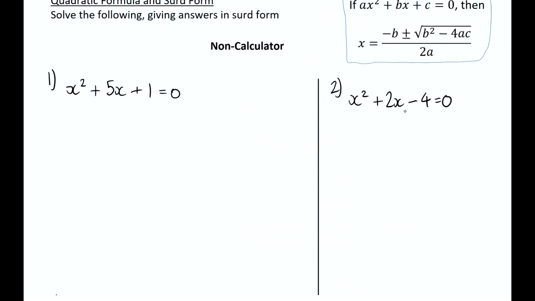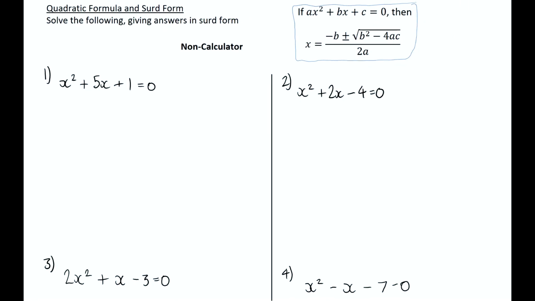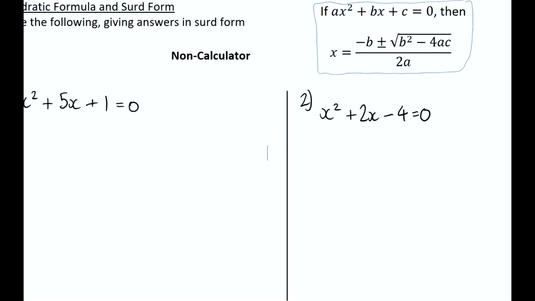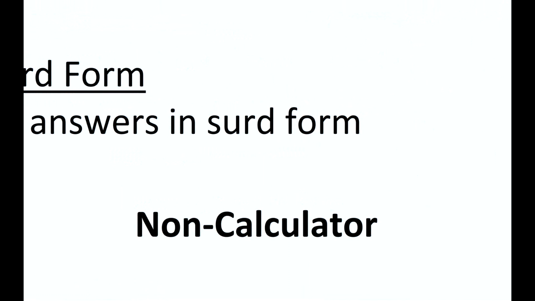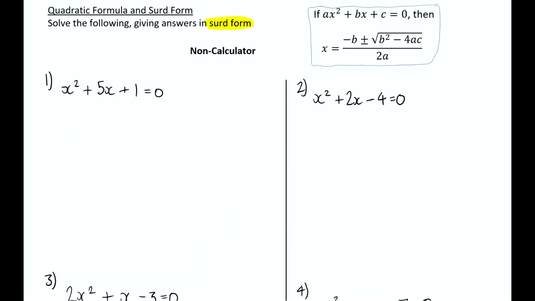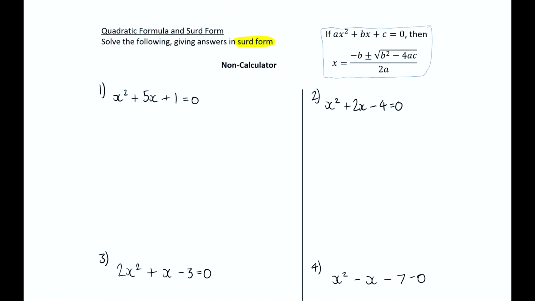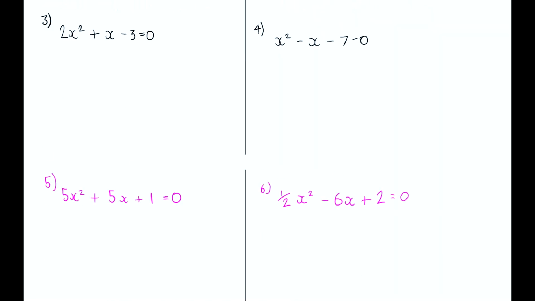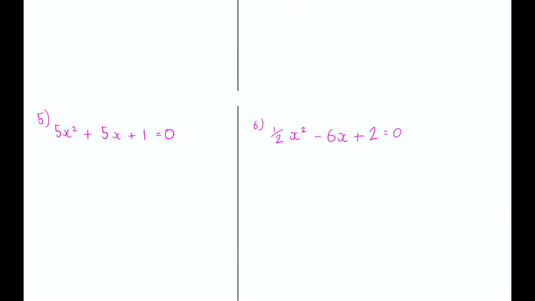Okay. Otherwise, some questions to try on the calculator. The clue is that in exams or tests, it will say give your answers in surd form. Surd form just means with a square root. Whenever you see that, that's a massive clue that it is not going to be a whole number. Okay, questions 1 and 2 and 3 and 4 are on the screen, and there are 2 more down here.